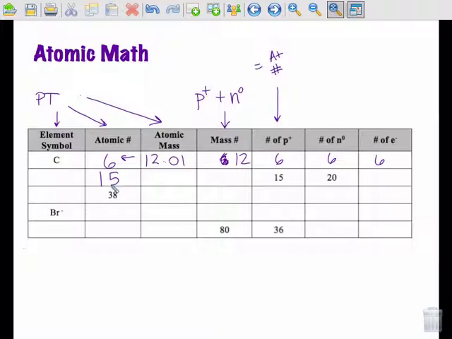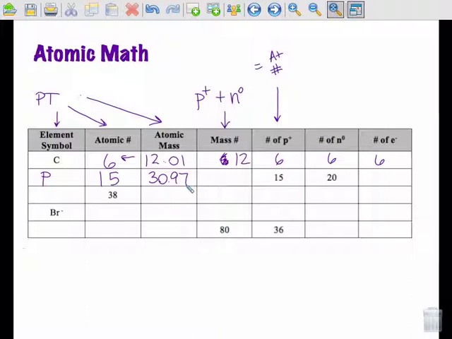Once I figure out the atomic number, I can use my periodic table, look at the whole numbers on the top, and figure out that number 15 is phosphorus, and the symbol is P. You would use the periodic table to do that. You would then use the periodic table to figure out the atomic mass, which is 30.97. Now the mass number. I have protons, I have neutrons, so technically I can figure it out.